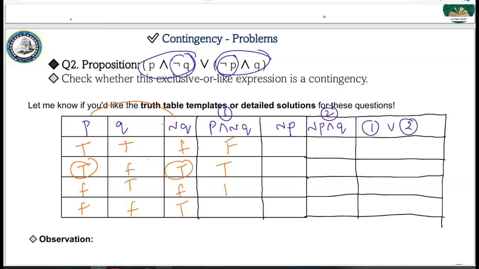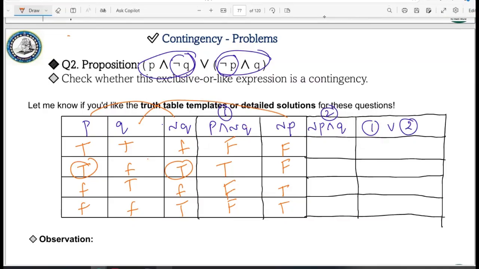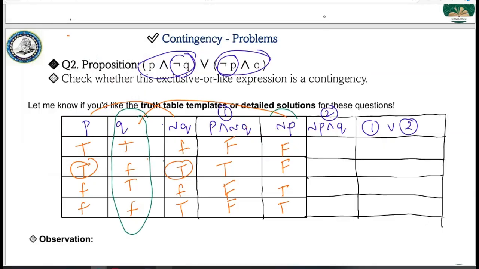Then the next one is negation P. Negation P will be F F T T. Now negation P and Q. We'll be checking these two columns, the second one and this one. The condition is AND, again T and T is T. We'll just check whether we have T and T. Yeah, we don't have it here. So the third one is T and T, so it will be T. The remaining are all false.